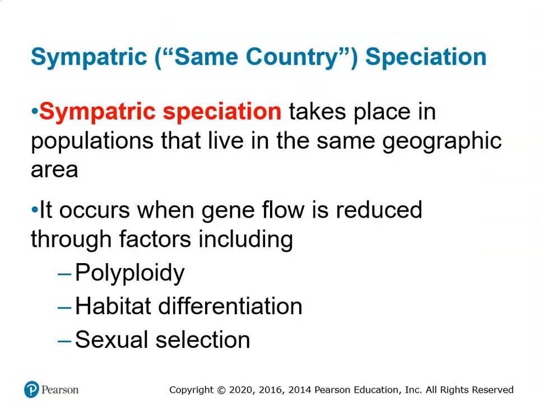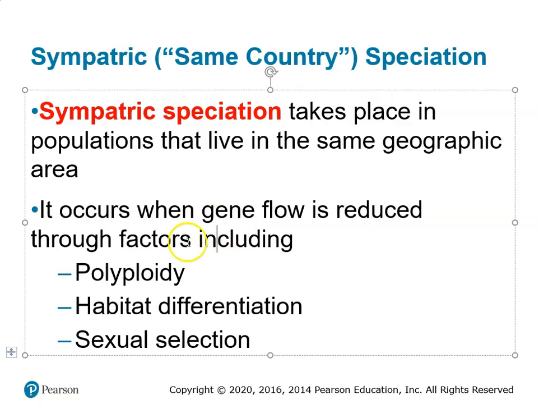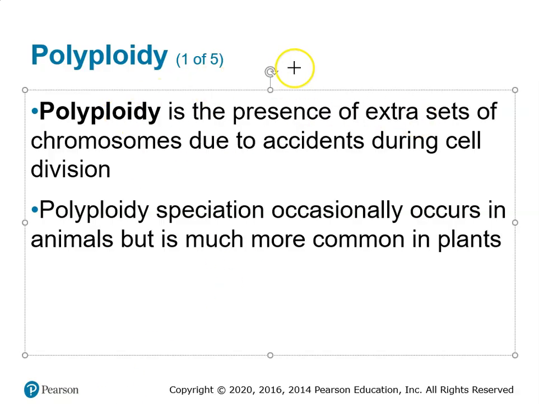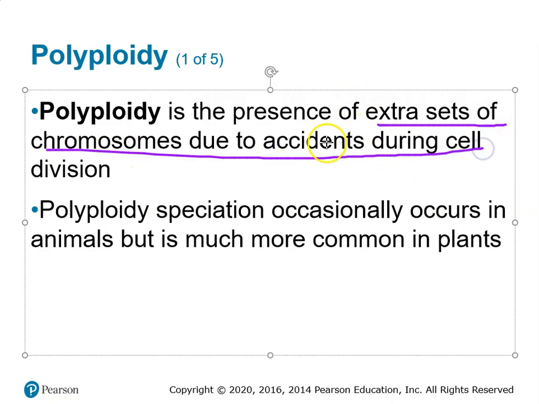Sympatric speciation takes place in populations that live in the same geographic area. So this one's a little bit harder. It's in the same country. And so it occurs when gene flow is reduced through factors including polyploidy, habitat differentiation, and sexual selection. So first off, polyploidy is the presence of extra, let me just underline a few things, choose a better color than that, let's do purple, extra sets of chromosomes due to accidents during cell division. Okay, so like that's meiosis, right, non-disjunction.